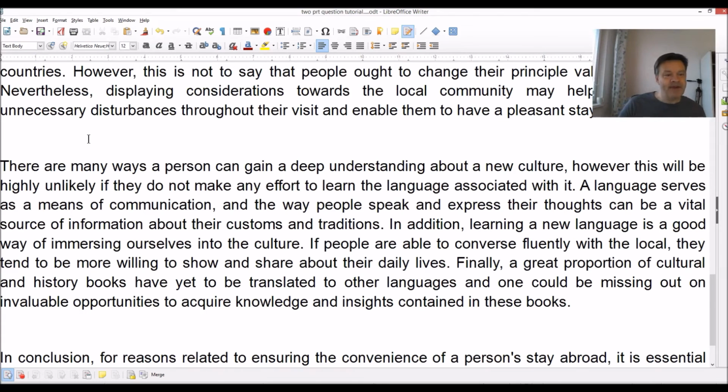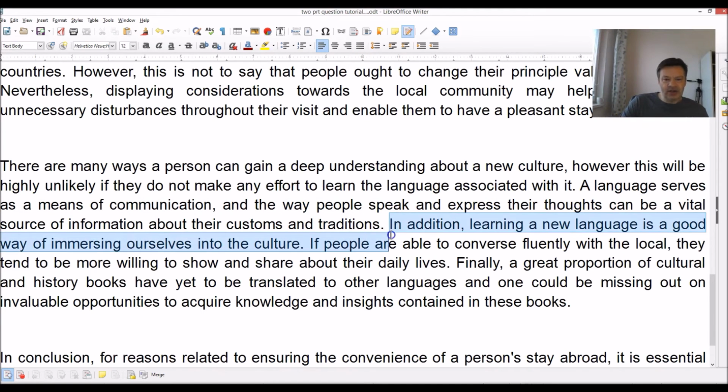So there are many ways a person can gain deep understanding of the new culture. However, this will be highly unlikely if they do not make any effort to learn the language associated with it. A language serves as a means of communication, and the way people express their thoughts can be a vital source of information about their customs and traditions. It's kind of similar. It's a little different, but it's not so distinct as to move the argument, well, the ideas along.